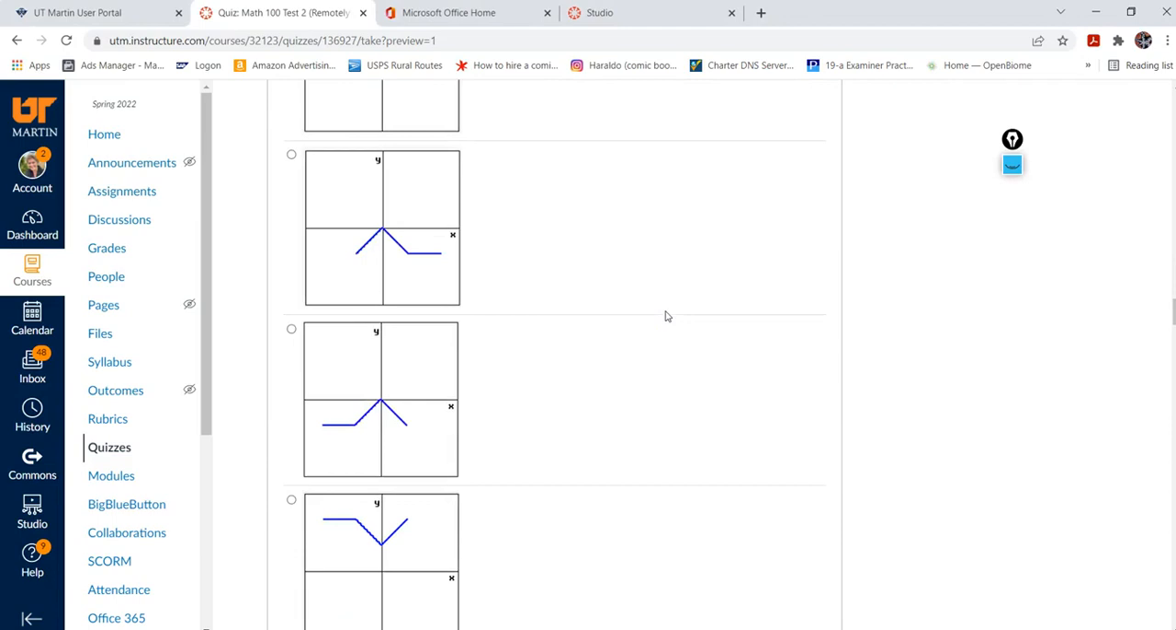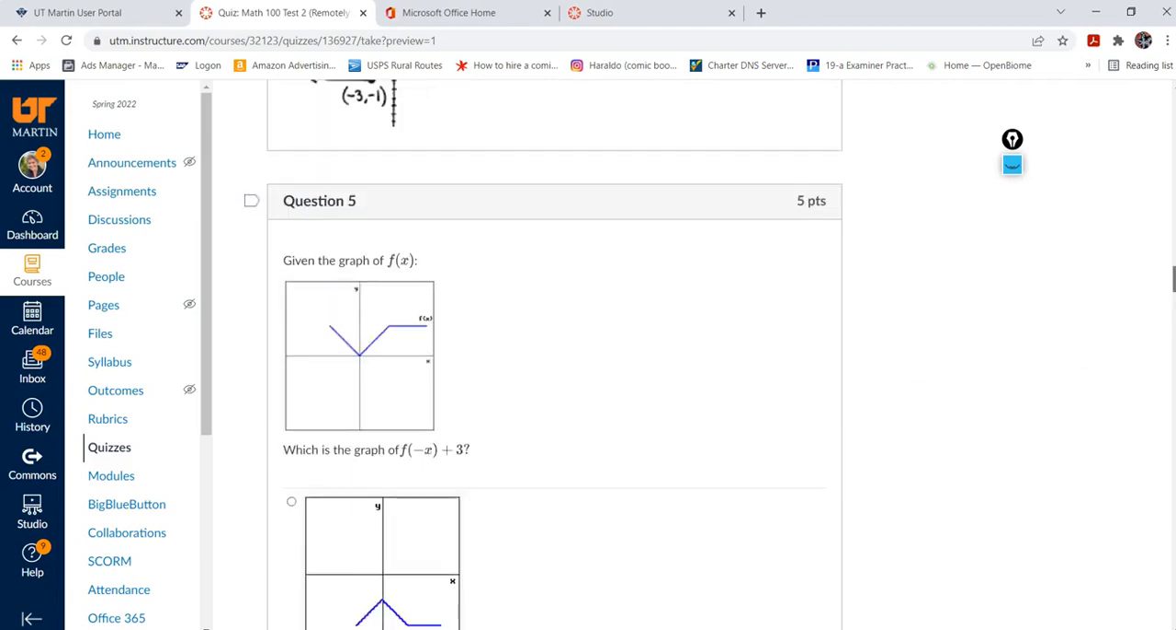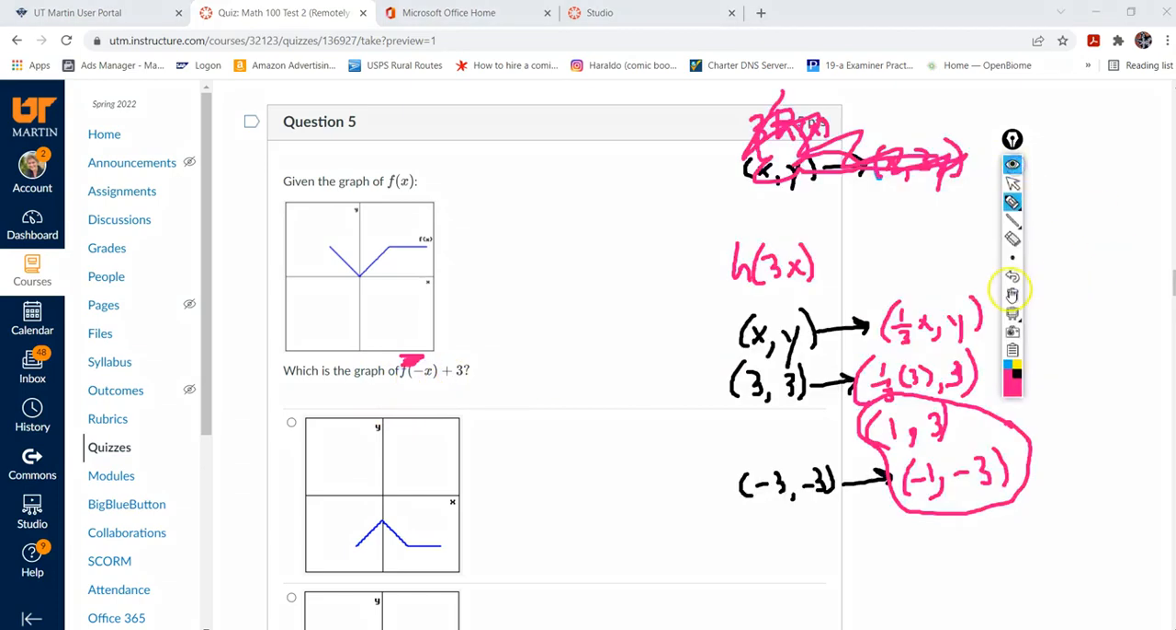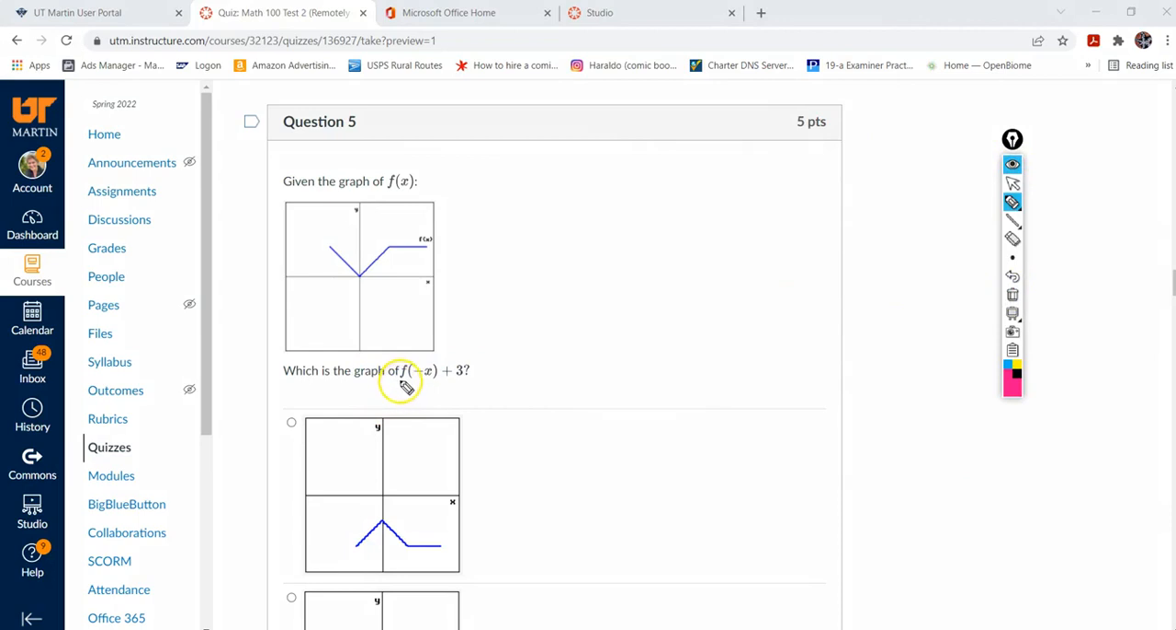Okay. All right, and so what does this one ask? What is the graph of f of -x plus 3? Well, we had to know our translations, and so that's going to be a reflection in the y-axis. So we're going to reflect in y. And then this means we're going to take it and shift it up 3 units.